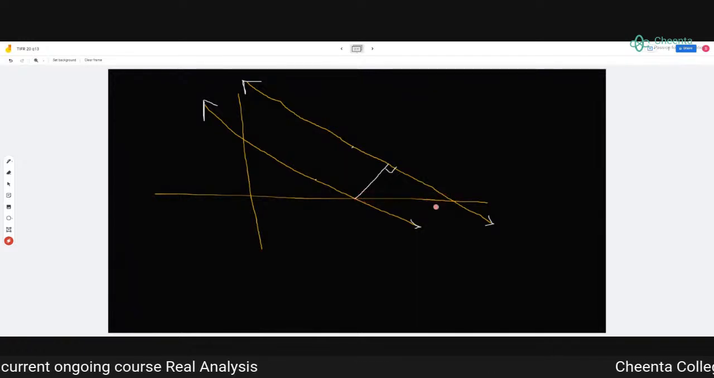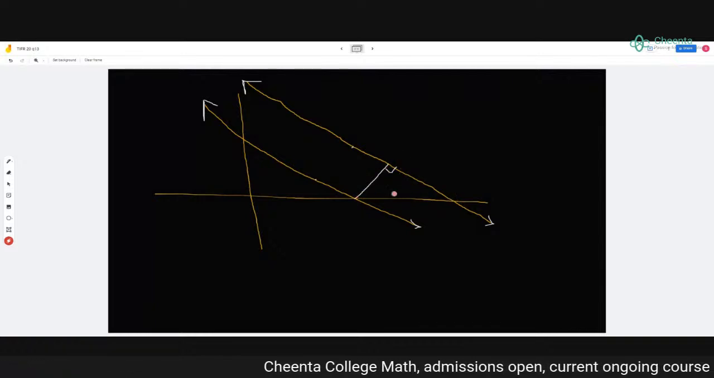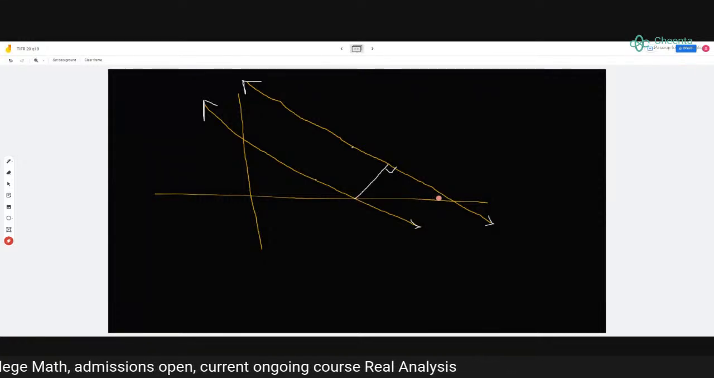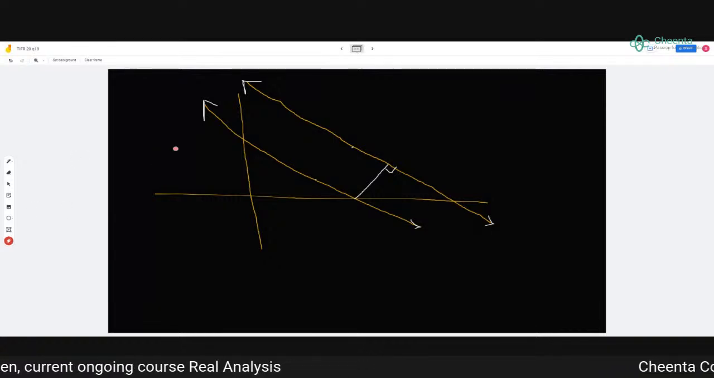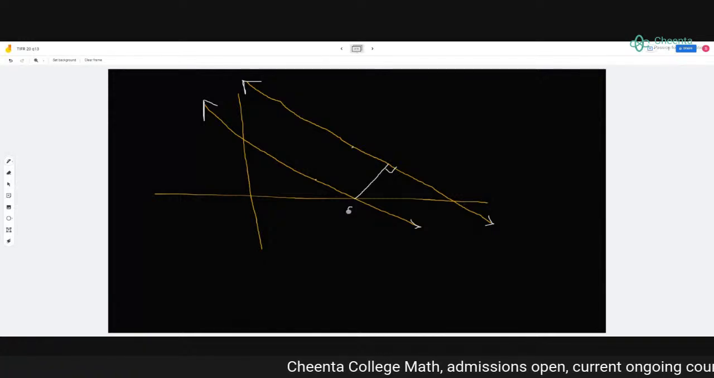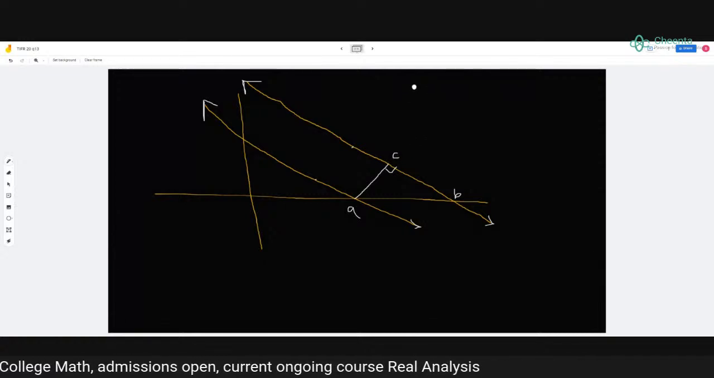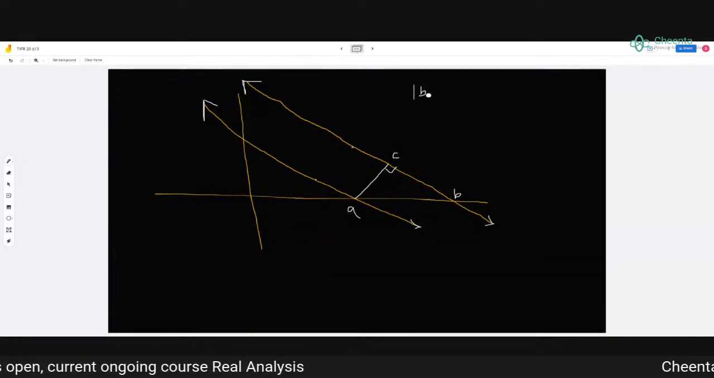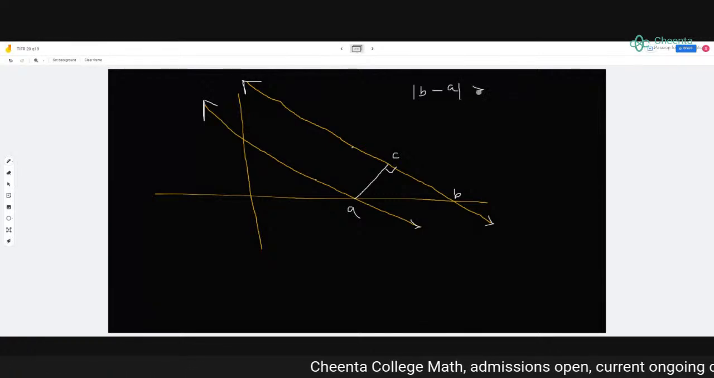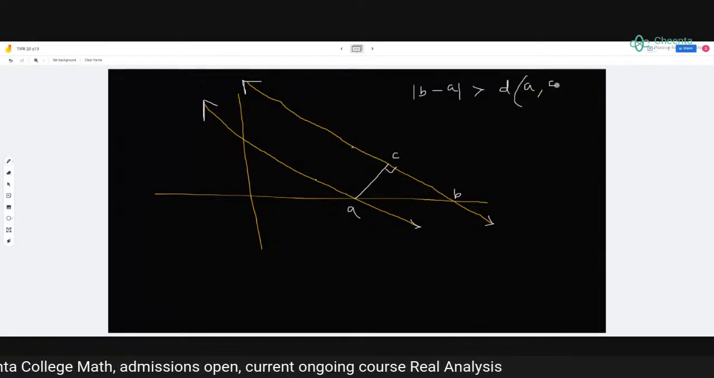All right, the reason behind is that this is a triangle that has one angle as 90 degrees, so this becomes the hypotenuse. All right, so what happens is that, let me kind of name these. So let's say A, B, C. So thus the distance B minus A is strictly greater than the distance between A and C, correct?